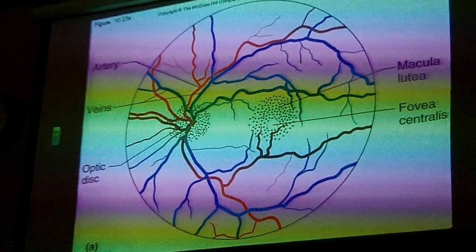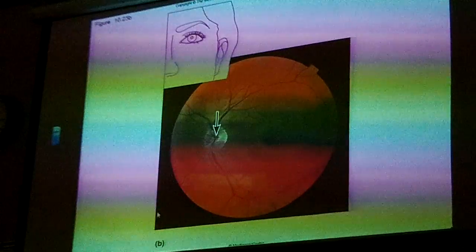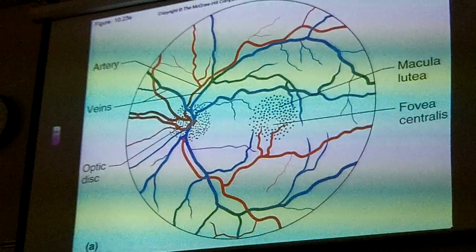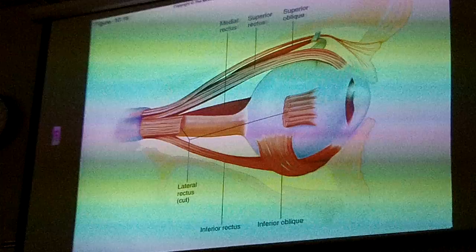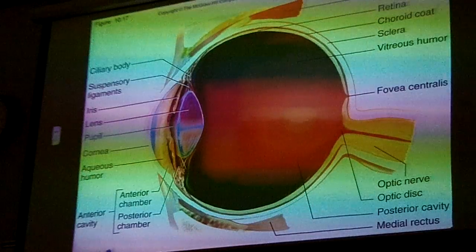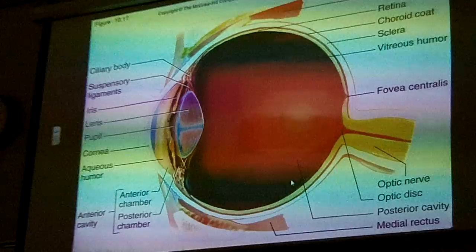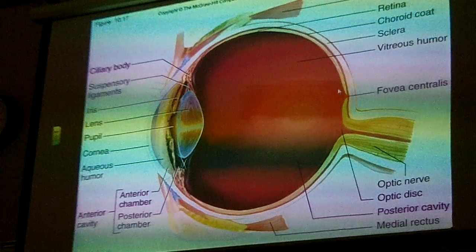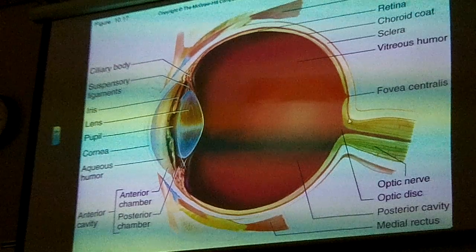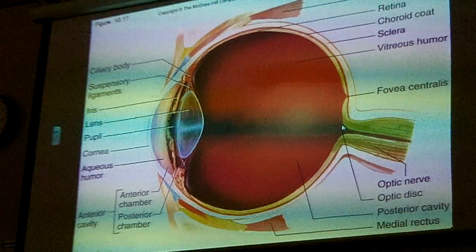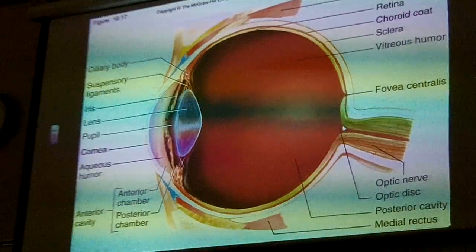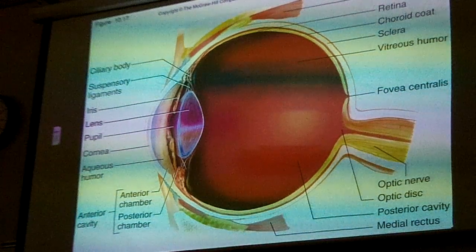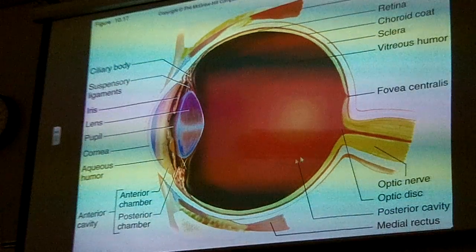You also have a blind spot. You know about your blind spot? To go back to this picture here, there's a point where all the blood vessels come in to spread over the surface of the retina. And that point does not have any visual receptors. So you have what's called a blind spot. And it's not hard to find your blind spot.